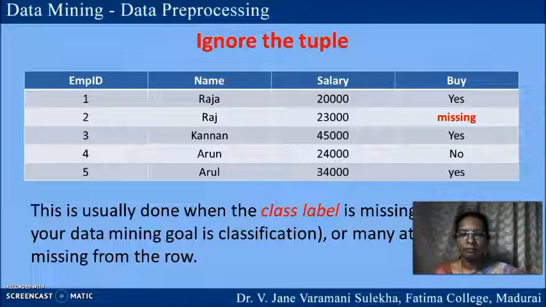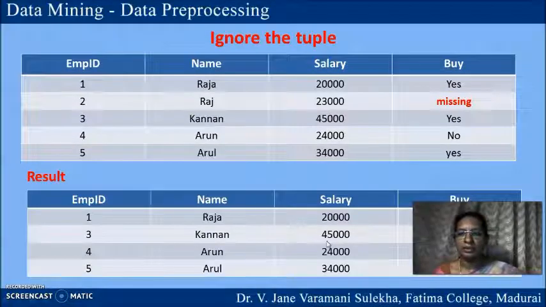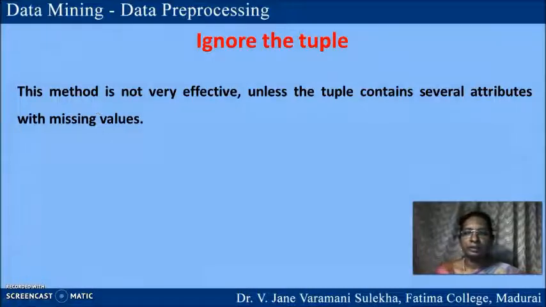Ignore the tuple. This is usually done when the class label is missing or many attributes are missing from the row. Here in the table, in the second row, the class label is missing. So what we have to do is remove the second row from the table. Now the result is that we have the first, third, fourth and fifth records. We remove record 2. This method is not very effective unless the tuple contains several attributes with missing values.